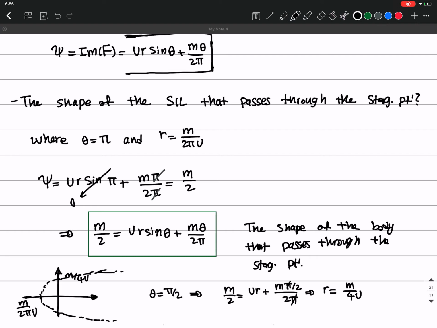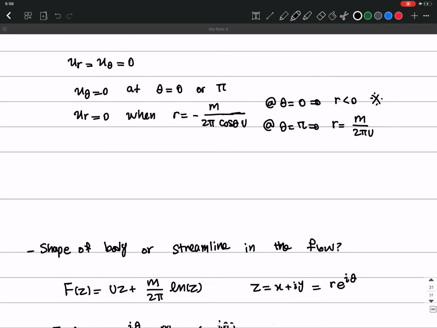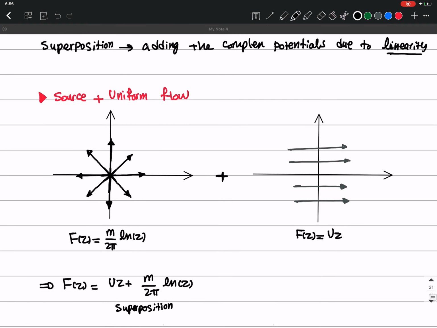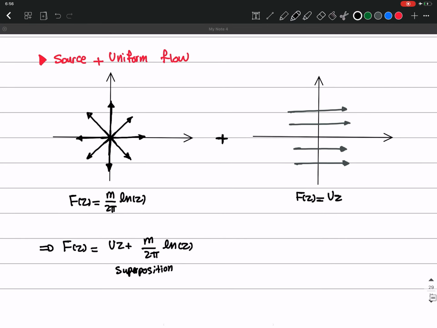For other streamlines, you can do the same thing, but the constant psi is going to be different. This is when psi equals m over 2, when it passes through that stagnation point. Okay, so this was a general technique, and in the next session, I'm going to use it for another type of flow, which is known as doublets. Thank you very much.